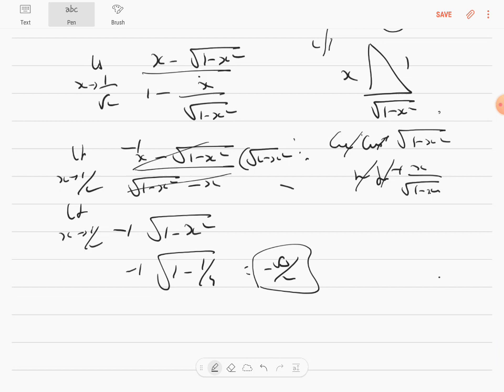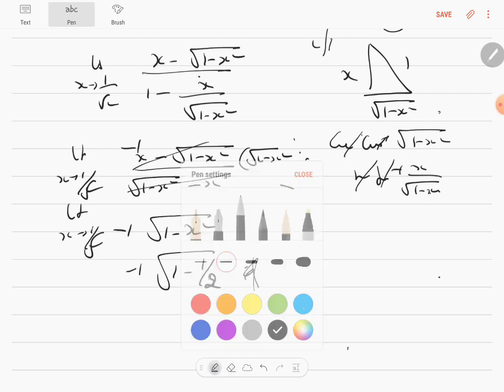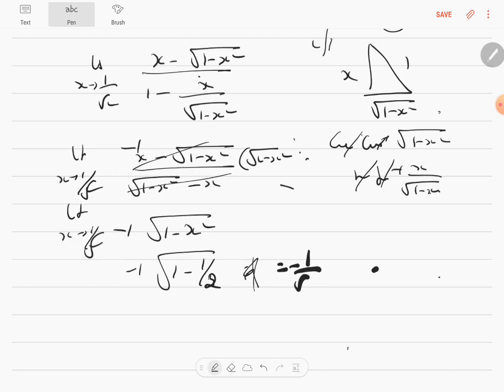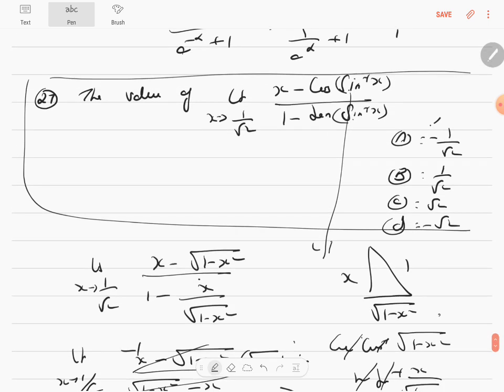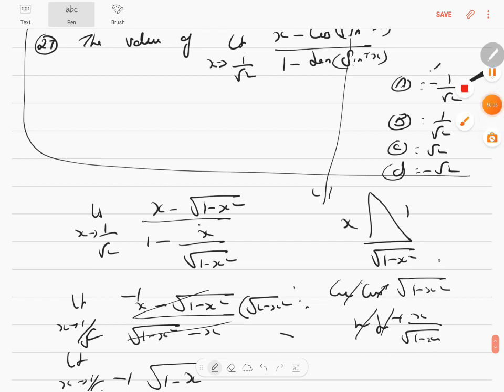So it's 1 by root 2. I'm sorry, this x is tending to 1 by root 2. So it will become 1 by 2. So then it's minus 1 by root 2. Do you have an option like that? So it's equal to minus 1 by root 2. Let's check out. Yes, we have option A is the right answer, and that's the correct answer too. Let's go to the next question. Let's look at the next sum.